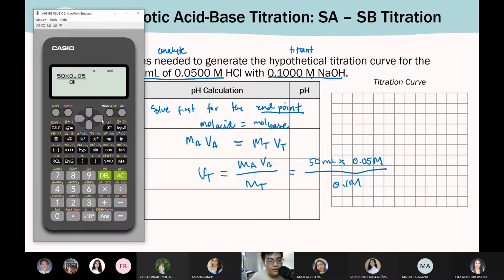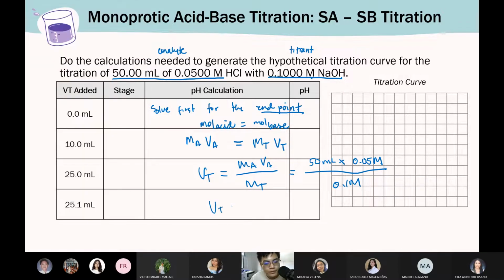So, how much titrant is needed to completely react with our analyte? So, just use the equation MAVA equals MTVT. That will give you the endpoint. Okay, the volume of titrant at the endpoint. Okay, so ang sagot ay 25 ml pala. So, the volume of titrant is 25 ml. Ito yung endpoint, no? Or we can say ito yung equivalence point.